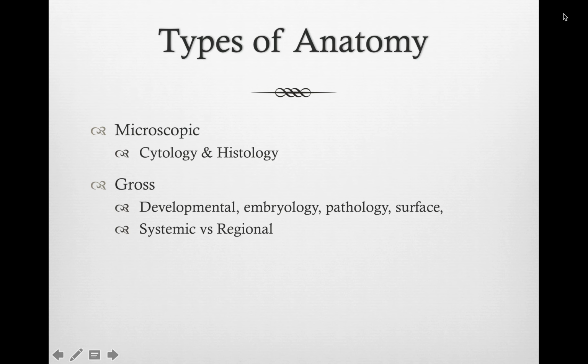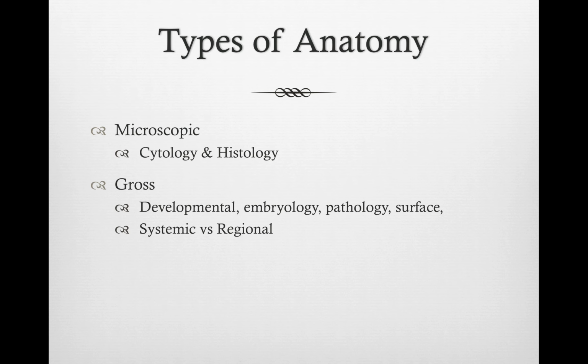Now, to look at anatomy, you can come at it from really any level of magnification or level of detail. It ranges anywhere from microscopic, so this would be cytology, the study of individual cells, or histology, the study of tissues, those aggregations or collections of cells that give rise to new function. That is what a tissue is.